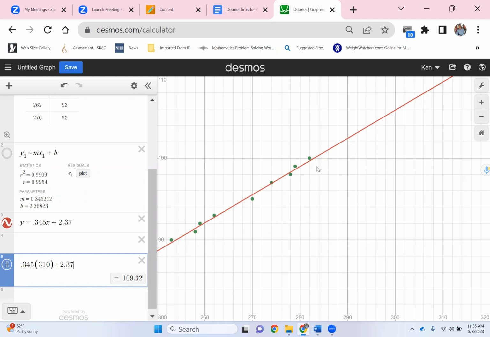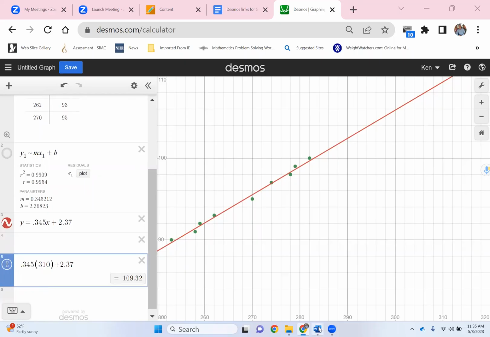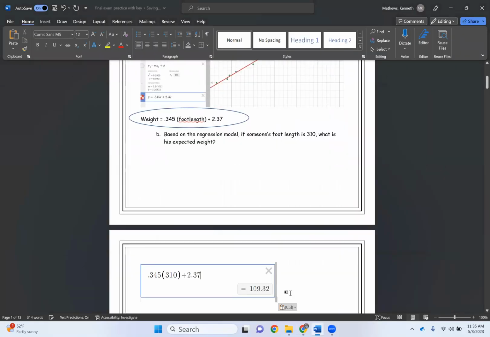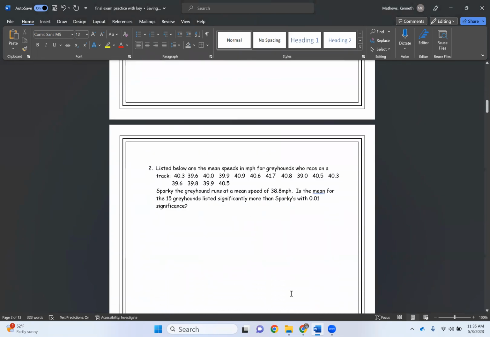So I can just copy that, do a screenshot of this little area, paste it here, and then finally say we would expect the weight to be 109.32 kilograms. Okay. Let's go on to B now.